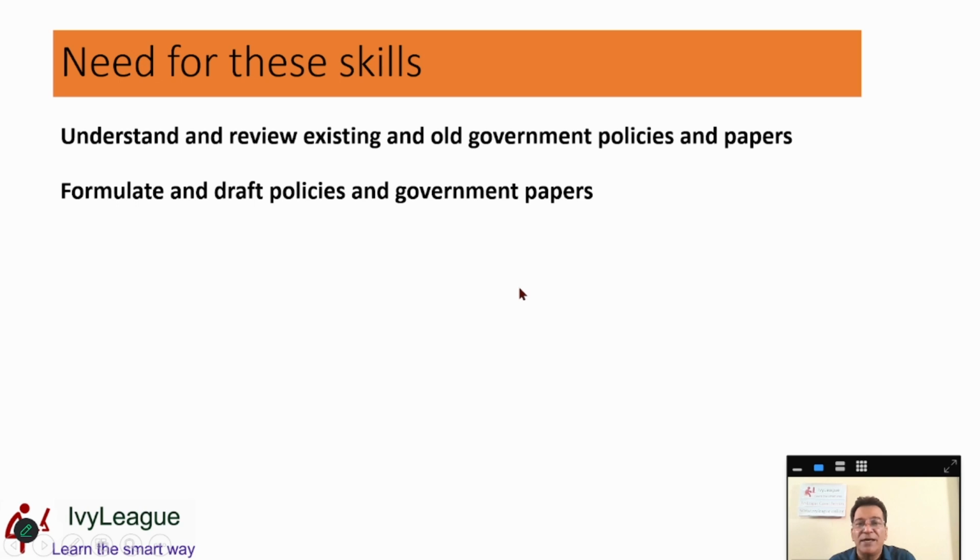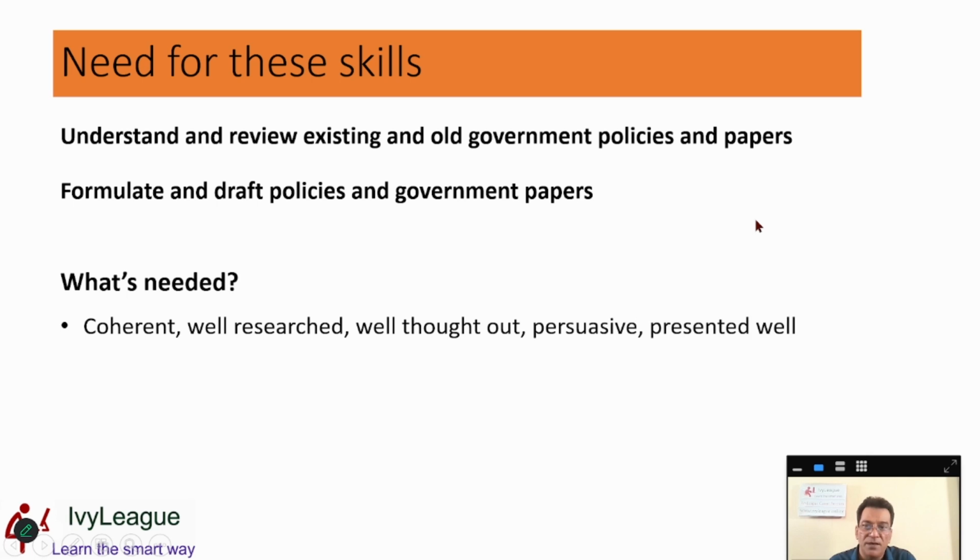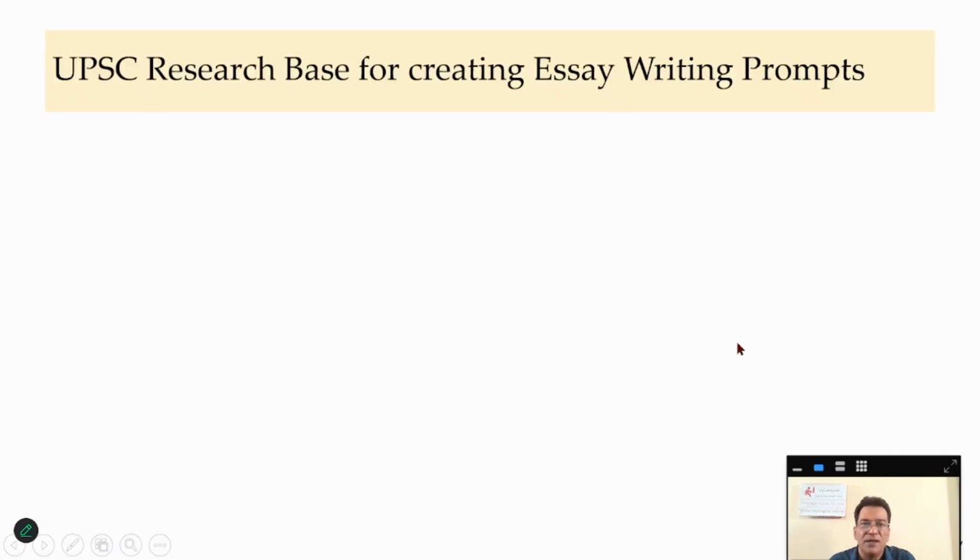Why are all of these skills required? If you look at civil servants, they have to understand and review existing and old government policies and papers. After they've understood and reviewed them, they have to formulate and draft policies and government papers also. All of these skills are required for these two main jobs of civil servants as such. So what is really needed from you is that you need to be a coherent, well-researched, well thought out, persuasive person who can present himself or herself well in case of your essay.